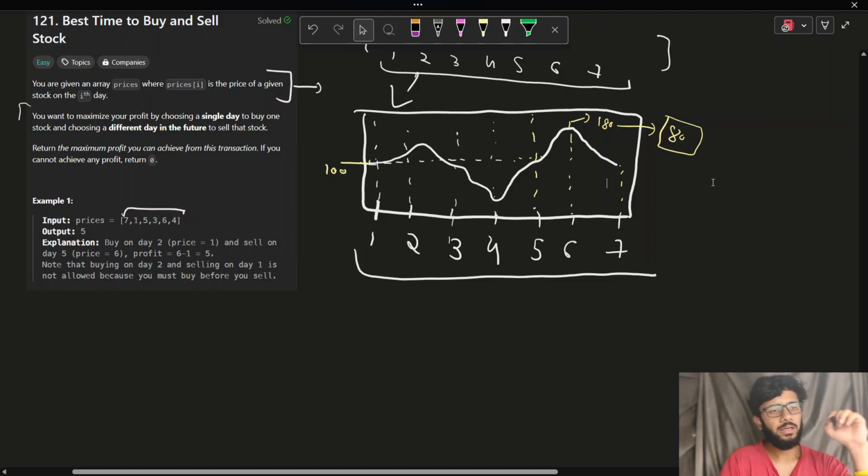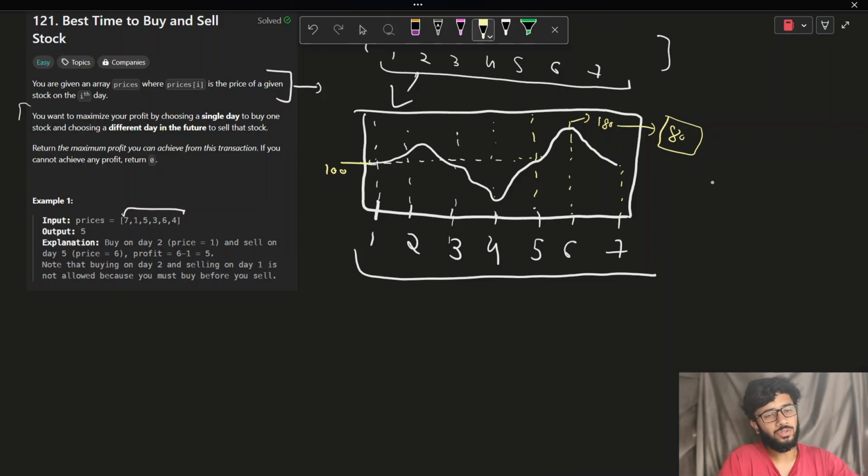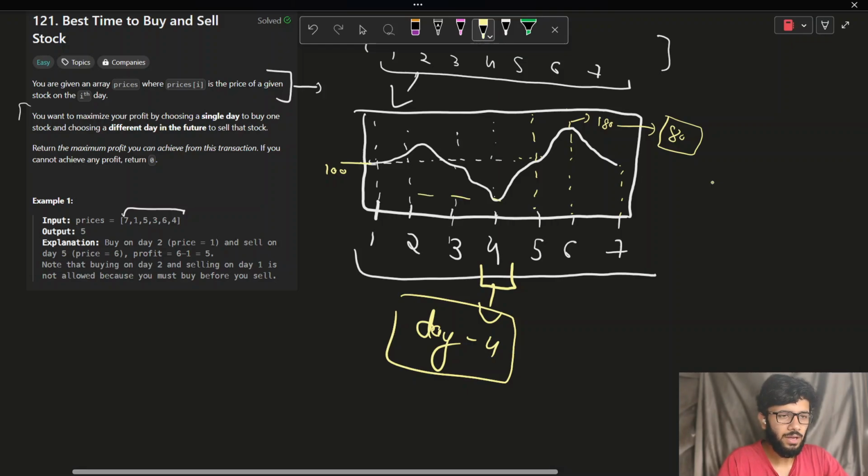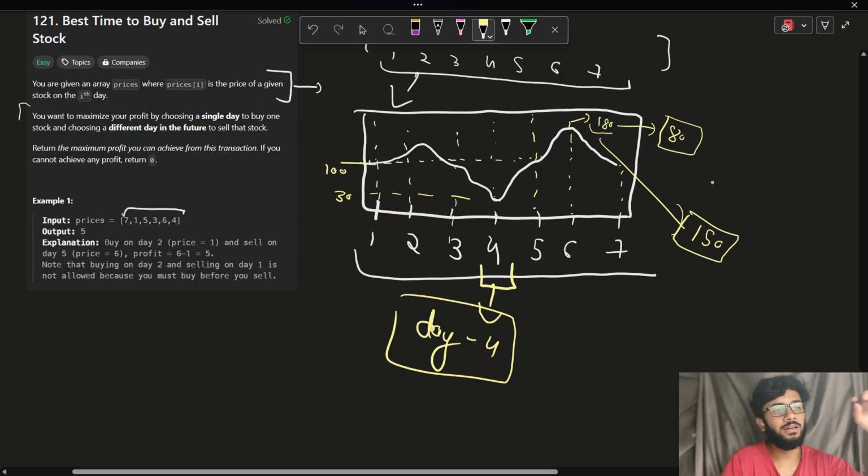We have to buy a stock when it is at its minimum and then sell it in the future when it is at the maximum. So, what can be that case? What if I say the best day to buy the stock is day 4? If I buy on day 4, it might be at a value of just around 30, and when I sell it, it is at 180. So I will book a profit of 150 rupees, which is the maximum profit I can earn. And that's what the question is asking from us.